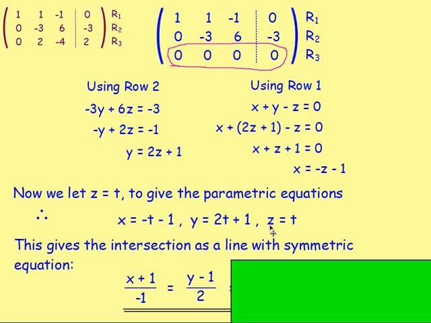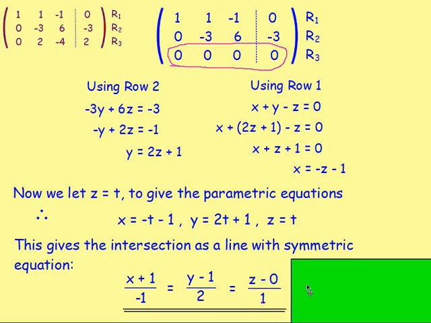And then here, you've got z equals t, so really it's just going to be z. We're adding or subtracting nothing, and then we're dividing just by 1. So we're writing it out with 3 fractions, and that would be the equation of the line in symmetric form.